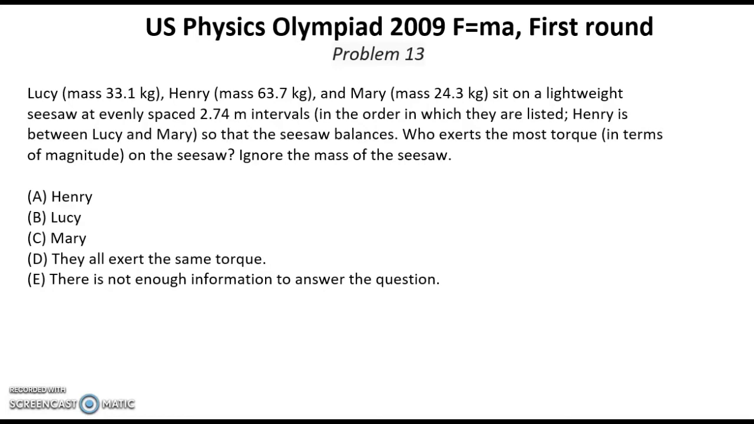So now we need to move this point of balance a little bit to the left from Henry. And in this position, when we find this point, it means that Lucy creates the same torque as Henry and Mary together. It means that Lucy creates the greater torque than either Henry or Mary. So that's the solution. B is correct answer.